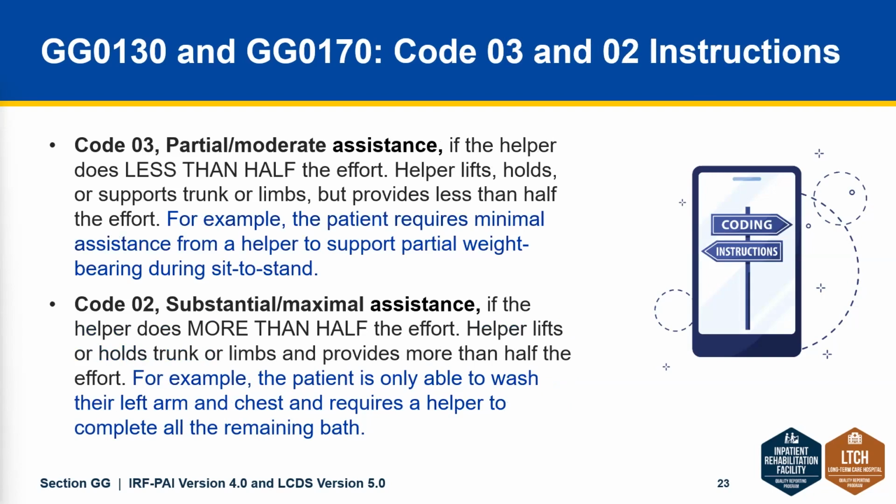An example was added to provide clarification to code 03, partial moderate assistance. If the patient requires minimal assistance from a helper to support partial weight bearing during sit to stand, this would be considered partial or moderate assistance. Code 02, substantial or maximal assistance, also has an example update. In the example provided, if the patient is only able to wash their left arm and chest and requires a helper to complete all of the remaining bath, this would be considered substantial maximal assistance because the helper does more than half of the effort to complete the activity.